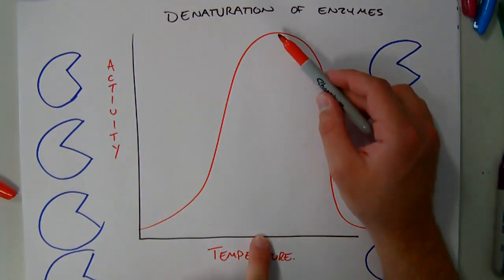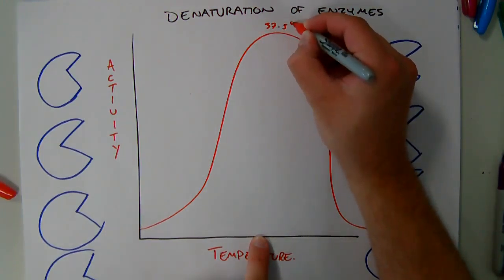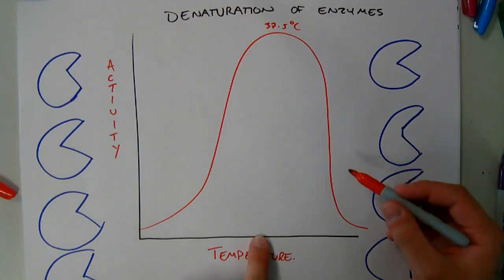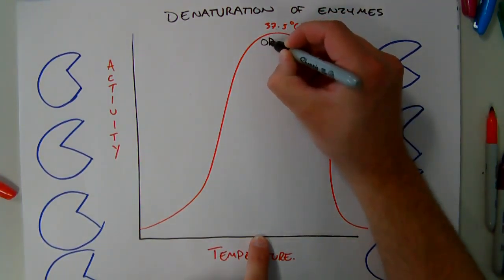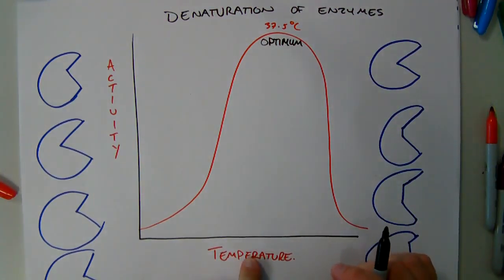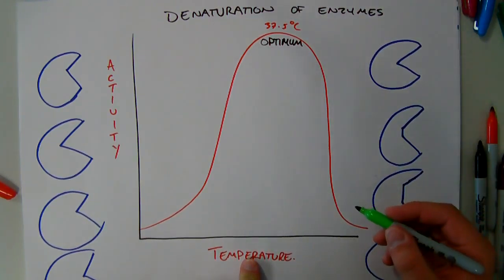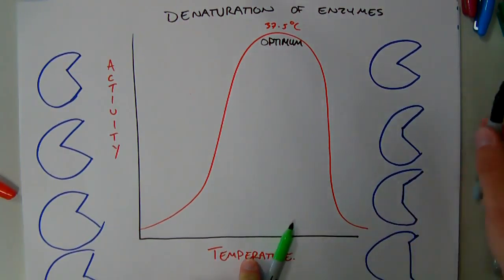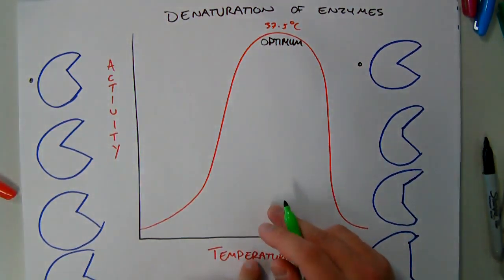Okay, and in the human body, no prizes for guessing, that's about 37.5 degrees Celsius. Okay, this temperature up here at which my enzymes work the best is the optimum. At that temperature, my enzymes are happy, they do their job really well, and nobody's complaining. However, if I were to increase that temperature, this is my optimum temperature, okay?